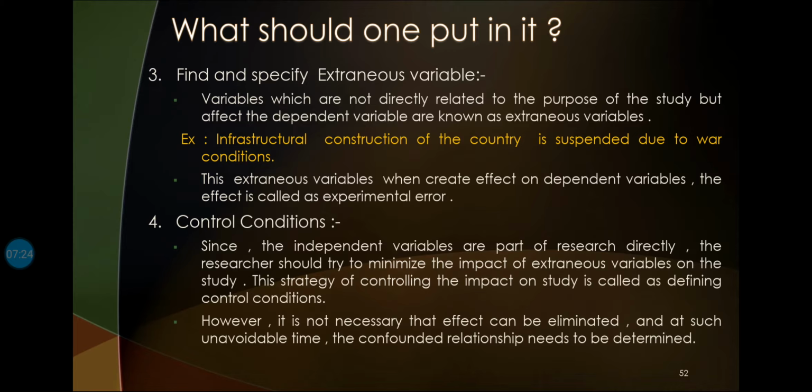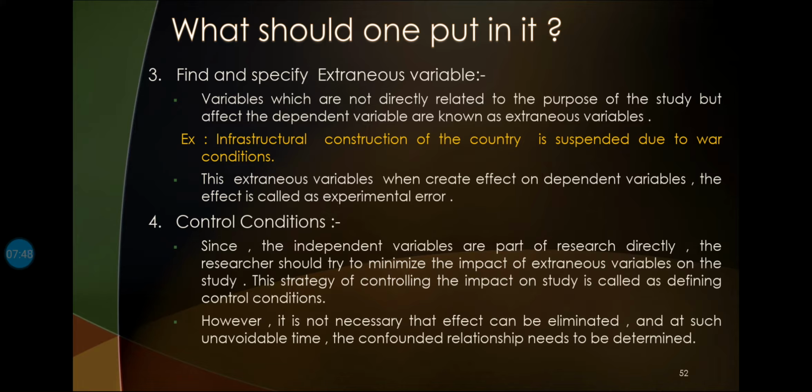Infrastructural construction of the country is suspended due to the war condition. So war condition can be termed as extraneous variable because it is creating the impact on the growth of construction. These extraneous variables, when they create effect on dependent variables, the effect is called as experimental error.